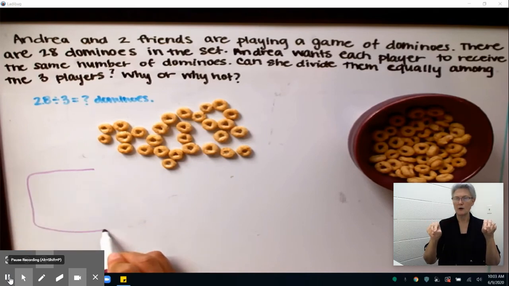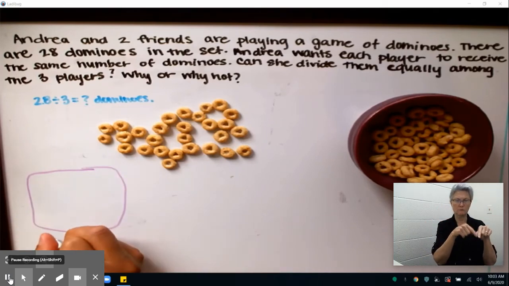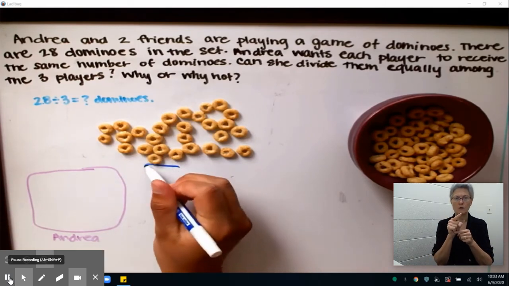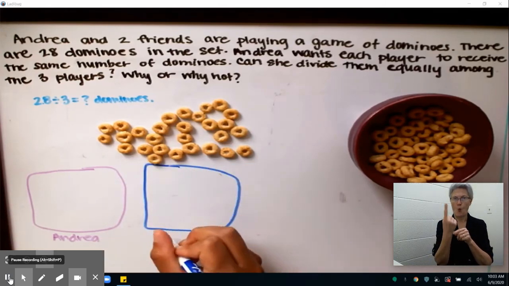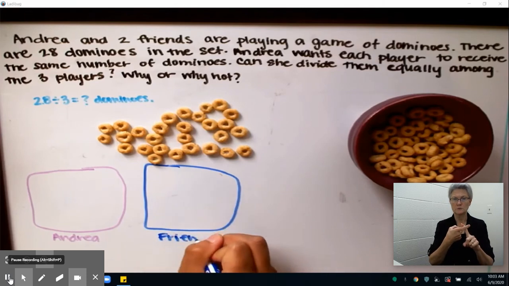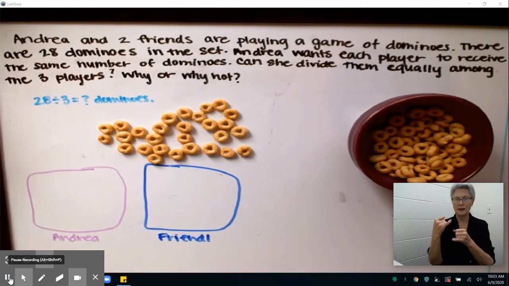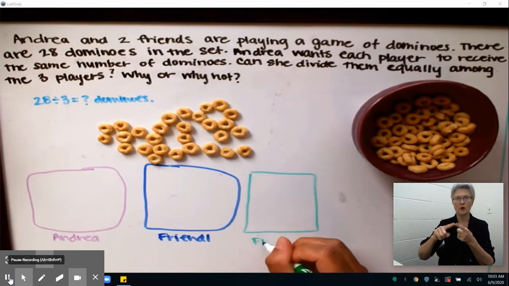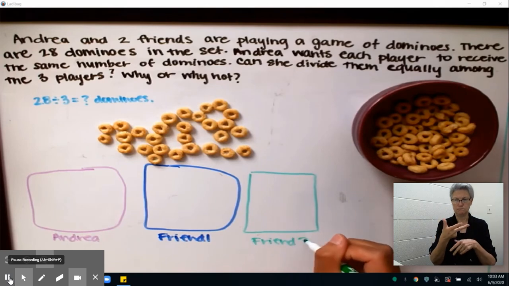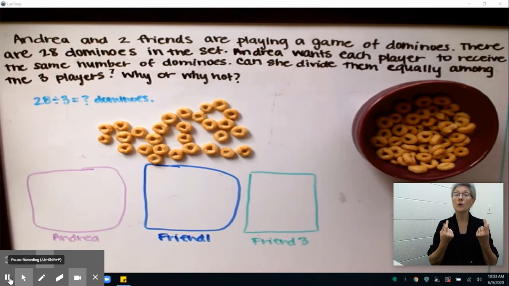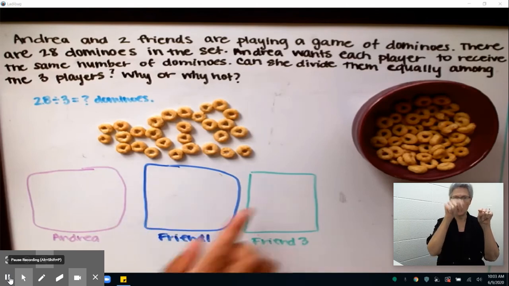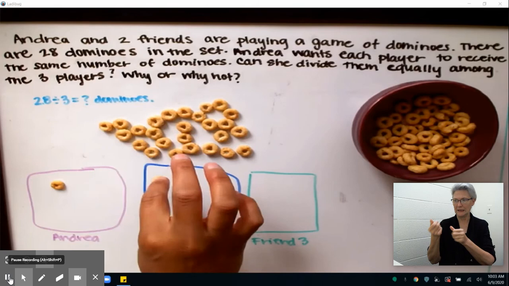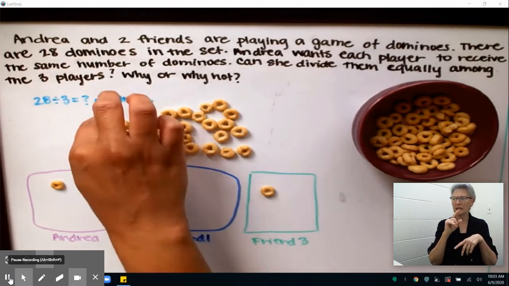So here's one square for my first player. Here's another one for one of Andrea's friends. And here's my last one for her second friend. 3 people total. Now what I'm going to do is place these Cheerios one at a time into each of the groups to find out how many Cheerios each friend can get, or dominoes I should say.